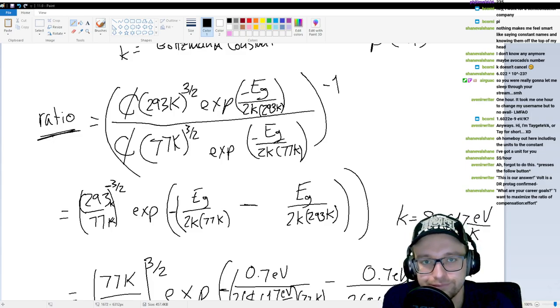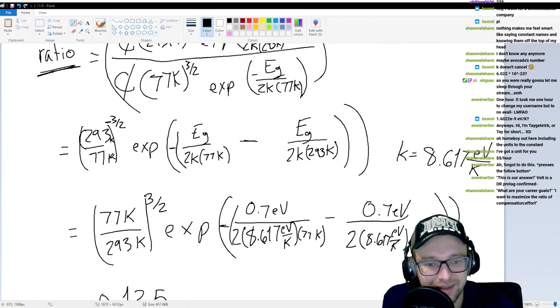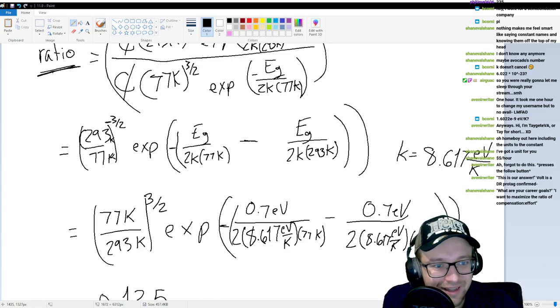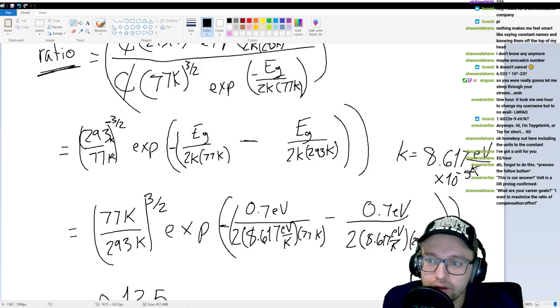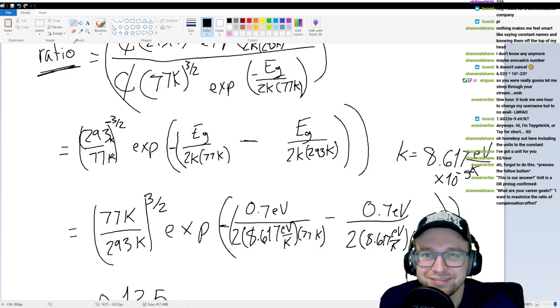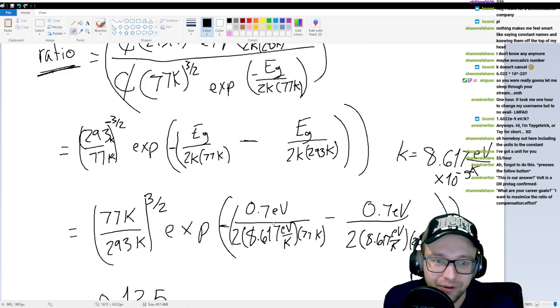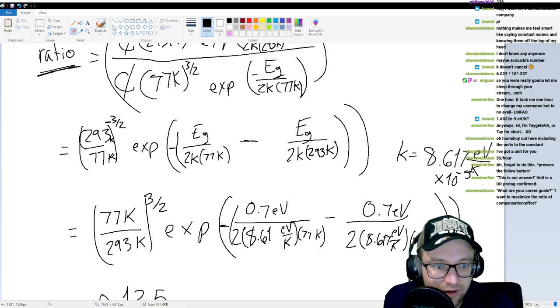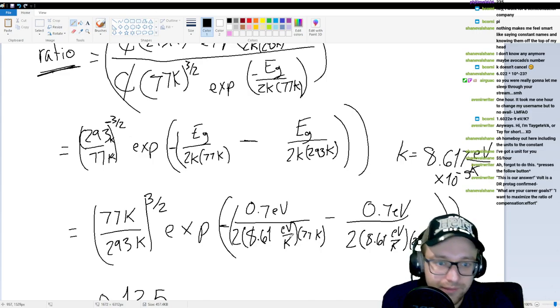I forgot times 10 to the minus 5 and my Boltzmann constant. It's always this Boltzmann's constant. All right, so times 10 to the minus 5. So just add 10 to the minus 5 here. That's our mistake, everyone. Can you tell that I am prone to mistakes when I go too fast? Wow.